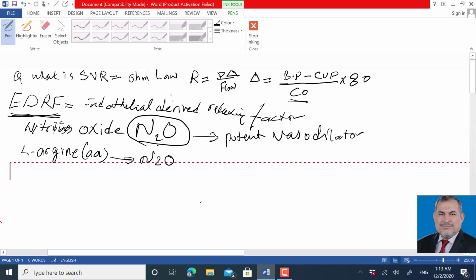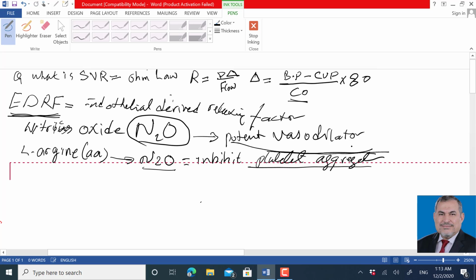What is the effect of nitric oxide on platelet aggregation? It inhibits platelet aggregation. A vasoconstrictor promotes platelet aggregation, but a vasodilator does the opposite: it inhibits platelet aggregation.